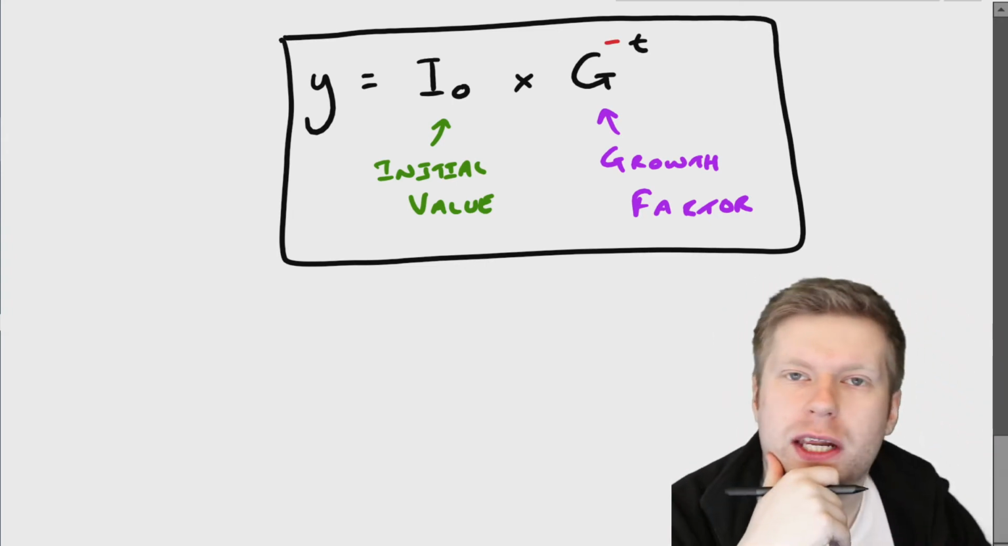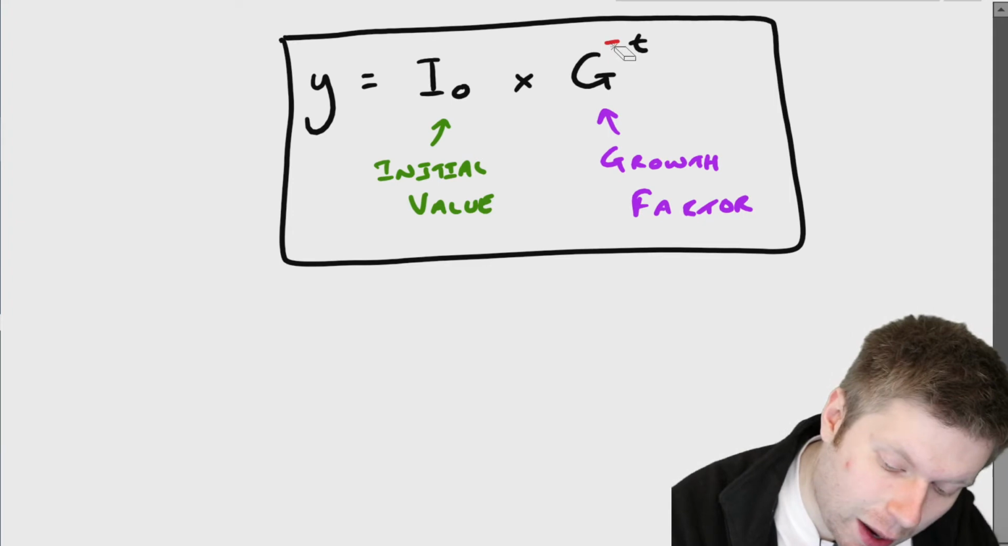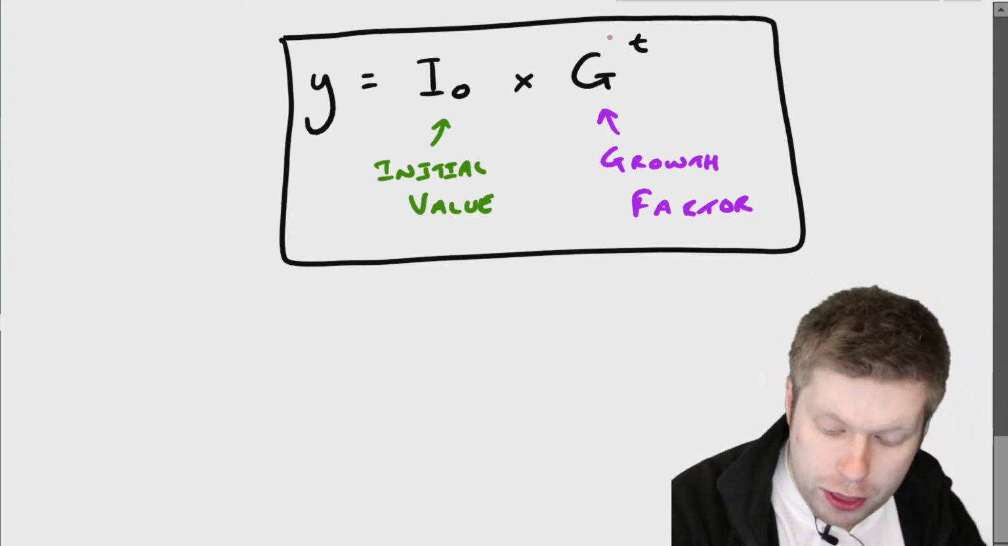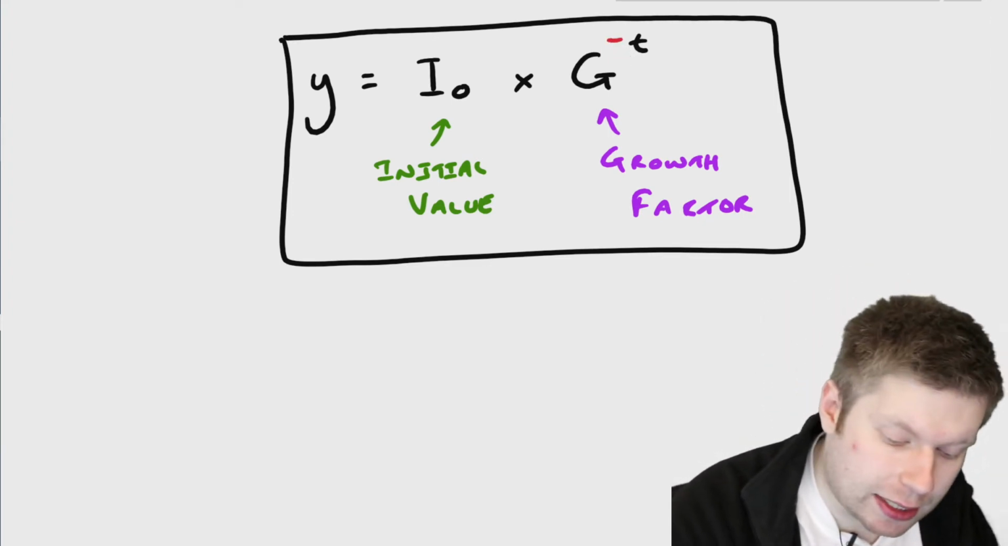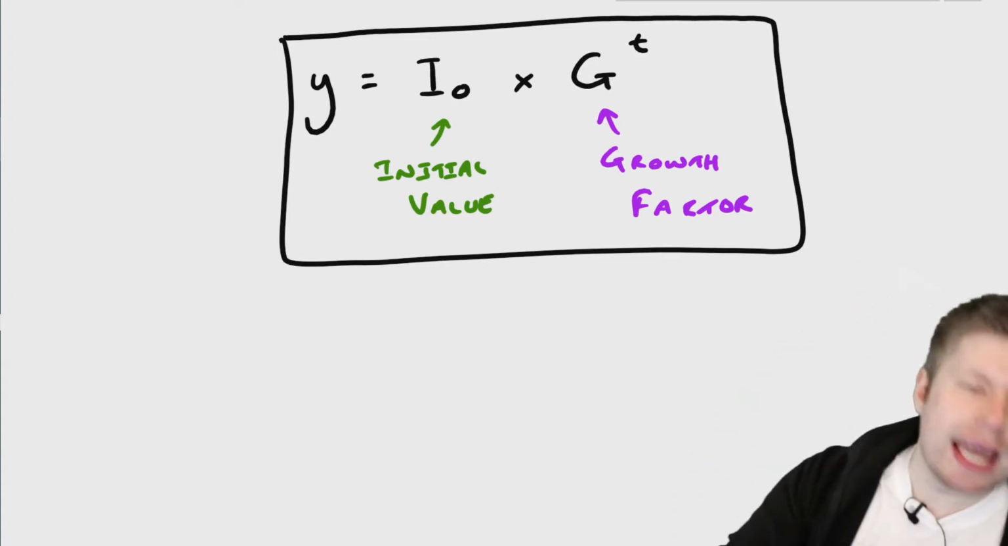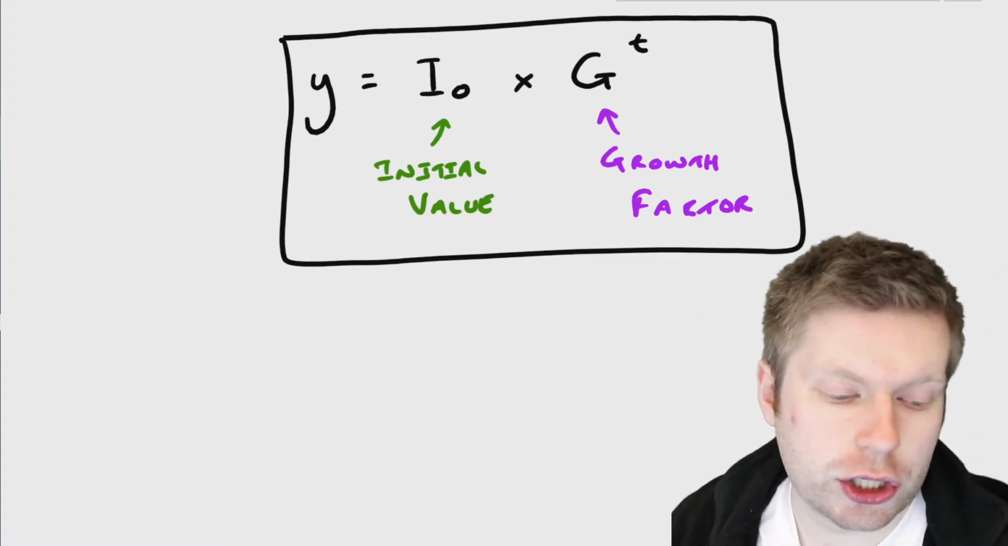And that's exponential decay. So that's as simple as it comes, okay? That's exponential growth. That's exponential decay. And it's as simple as that because, of course, decay is just growth in the reverse direction.